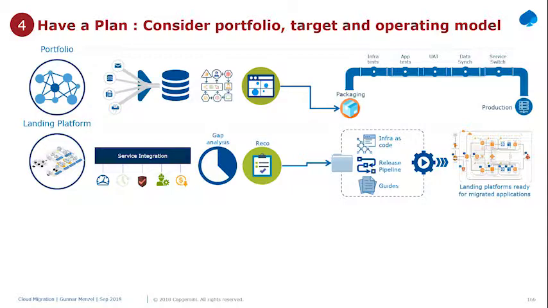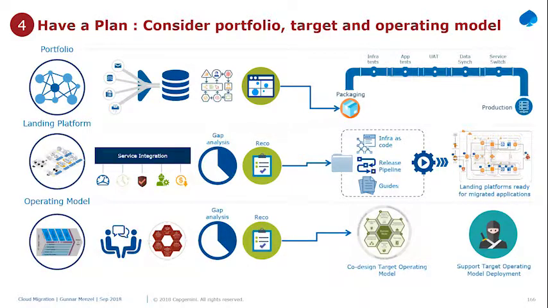So what is your target in terms of technology, but also the target in terms of the way you're going to support your technology. And for me, again, the most important part is actually the latter part, which is to think about the operating model. Once you have your technology and your landing platform, where you want to end up, you really need to think about who's going to support it, how are you going to support it, and how are you going to organize yourself to support it.